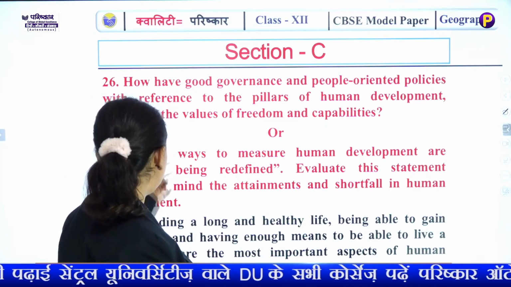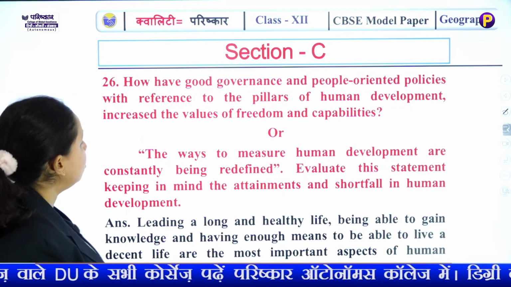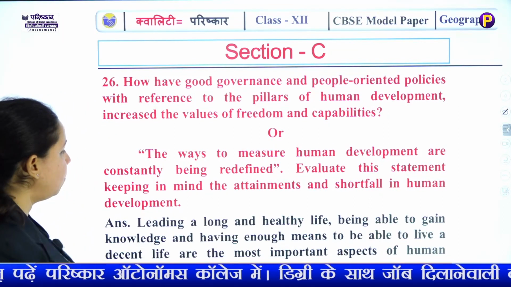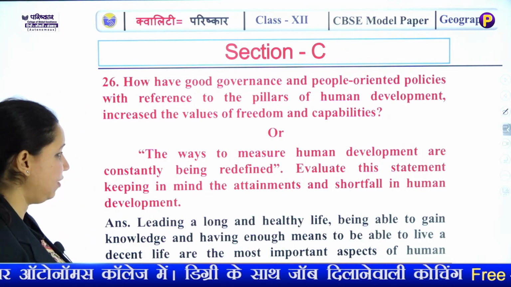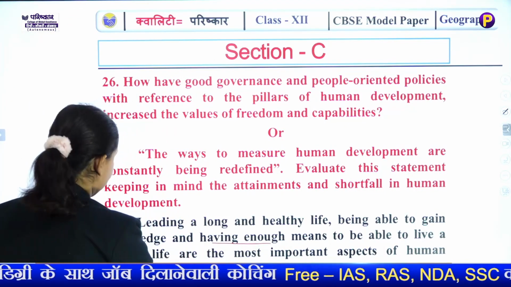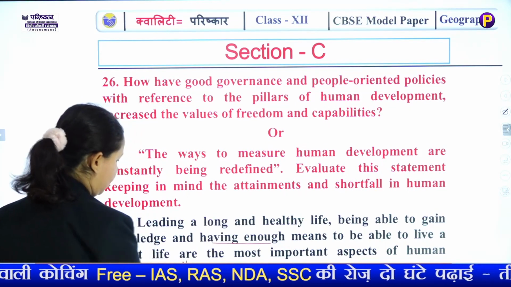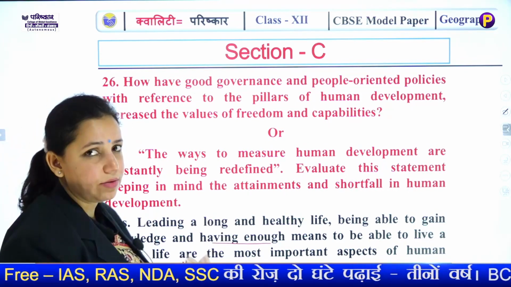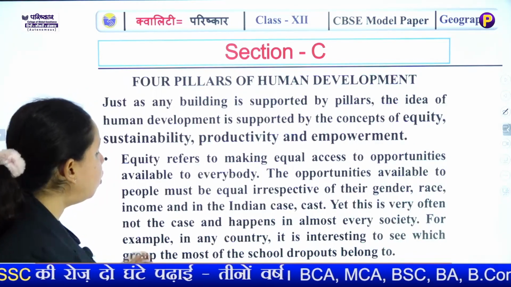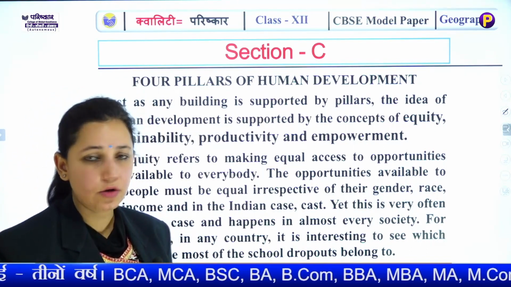So first we will deal with this question: good governance and people-oriented policies? Now this answer is, while leading a long and healthy life, we are gaining enough means to live a decent life. That is the most important aspect of human development. First, you can give the definition of human development itself. Now the four pillars. What are the four important pillars of human development?